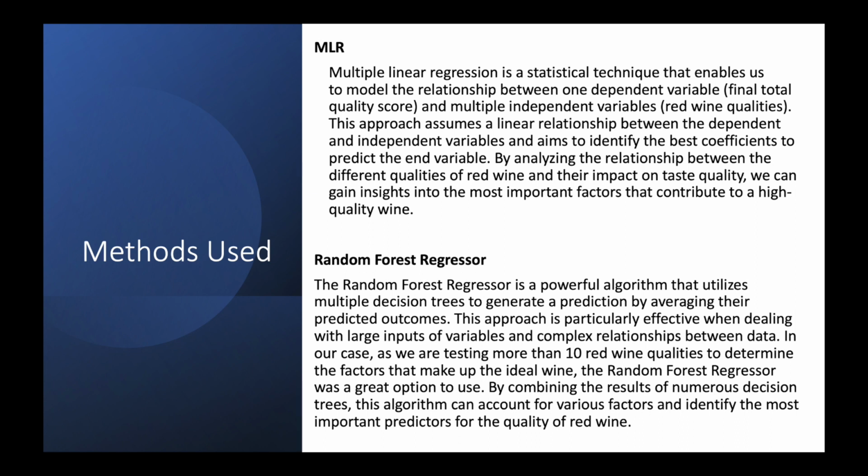The second method used is the random forest regressor, which is an algorithm that uses multiple decision trees to create a prediction by averaging the predicted outcomes. It provides a flexible machine learning algorithm that can handle high-dimensional data and complex relationships between input features and output variables. This is especially effective when handling large inputs of variables and complex relationships between data. In this case, we are testing more than 10 red wine characteristics to determine the specific factors that make up the ideal wine. By combining the results of numerous decision trees, this algorithm can account for various factors and identify the most important predictors for the quality of red wine.